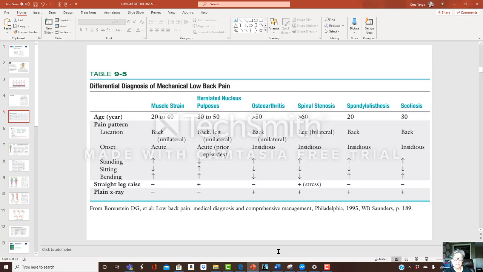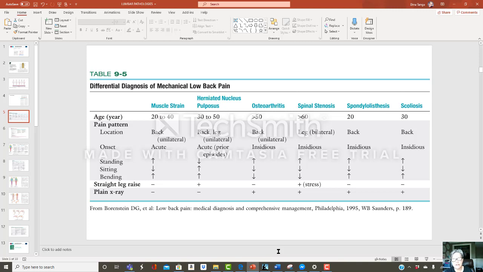Herniated nucleus pulposus, age 30 to 50, location back and leg unilaterally, acute, can have prior episodes. Sitting and bending is going to increase the pain. Standing is going to decrease the pain. The straight leg raise is probably going to be positive because you're impinging on a nerve, and so they will probably have radiating pain from a herniated disc.